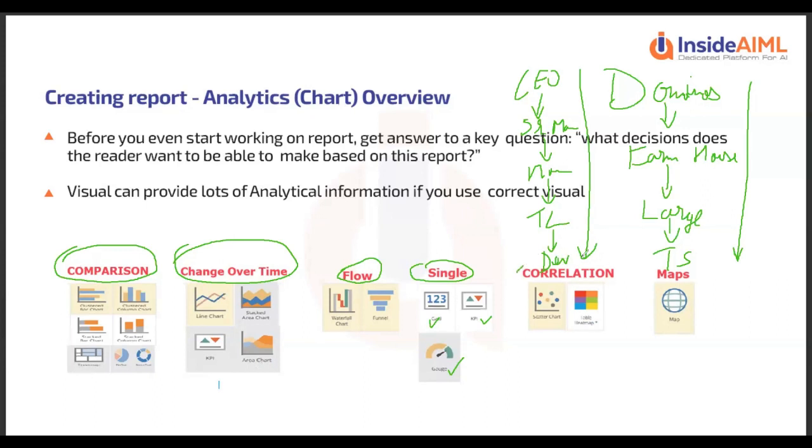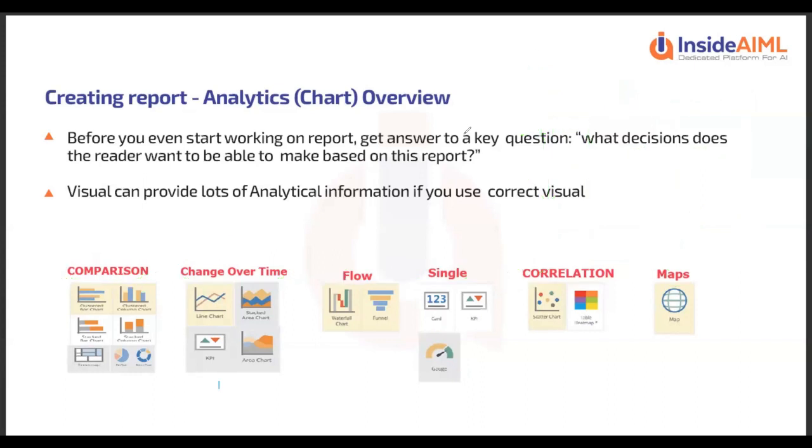Then we have correlation. Correlation, you must have used in machine learning. So for that purpose we use correlation here. Then we have maps. We will see maps here.